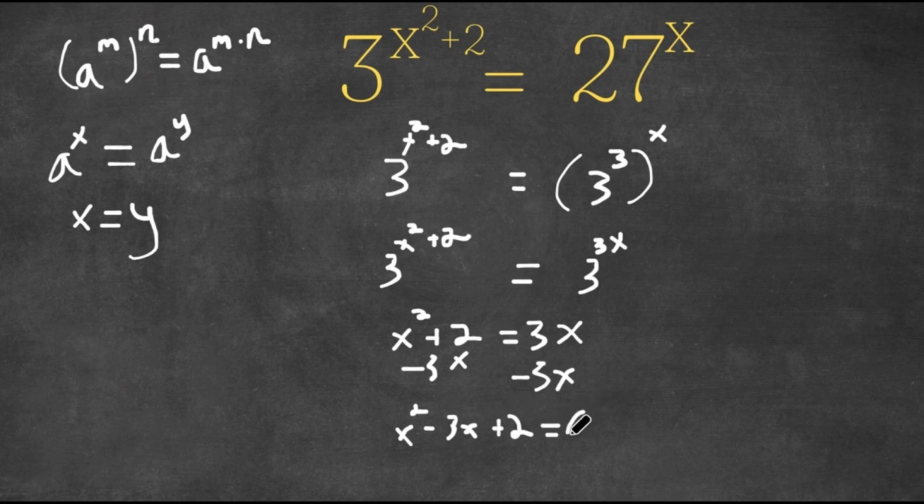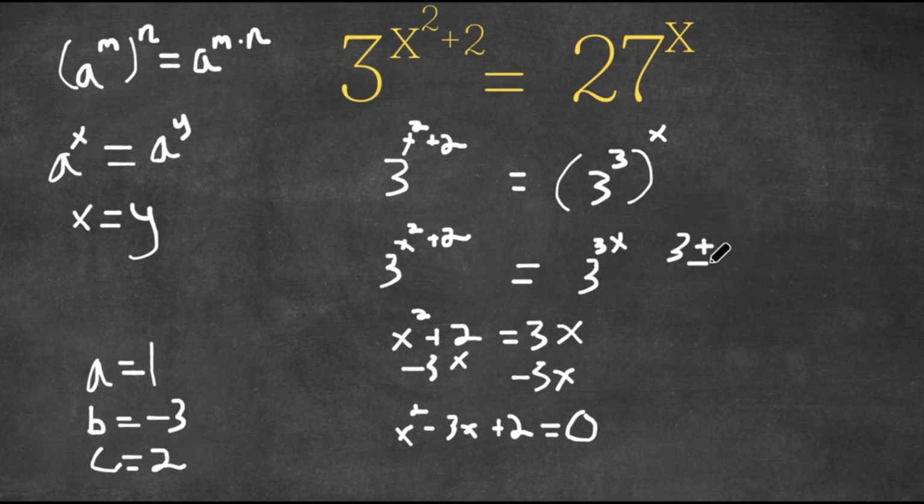And now, as you can see, we have a quadratic equation, meaning we can find the solutions to this using the quadratic formula, which is negative b plus or minus the square root of b squared minus 4ac, divided by 2a. So a is 1 because there is no coefficient here. b is negative 3 and c is 2.